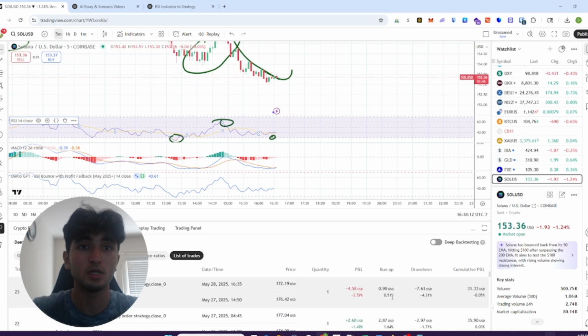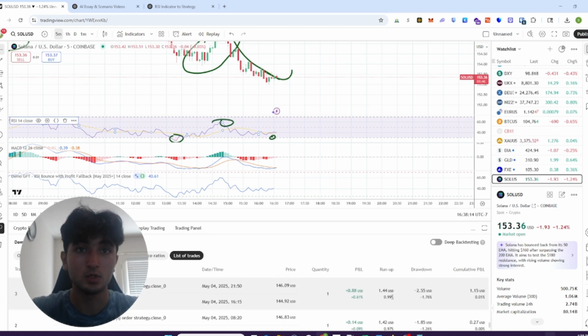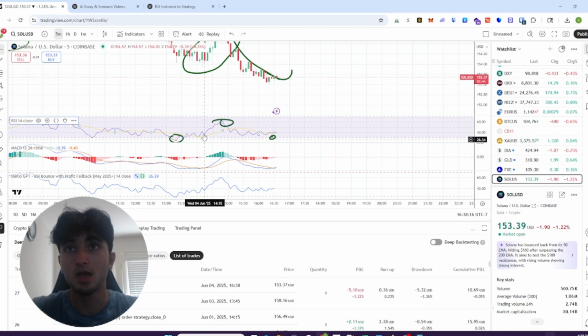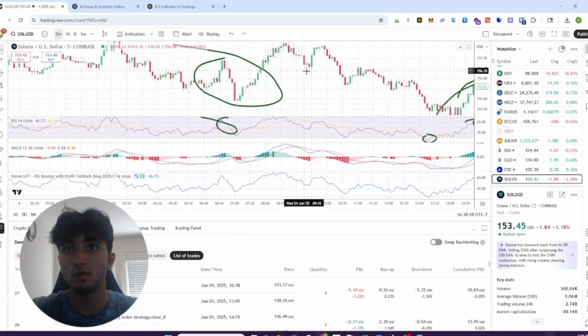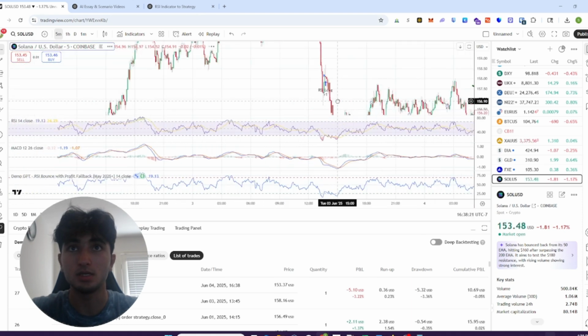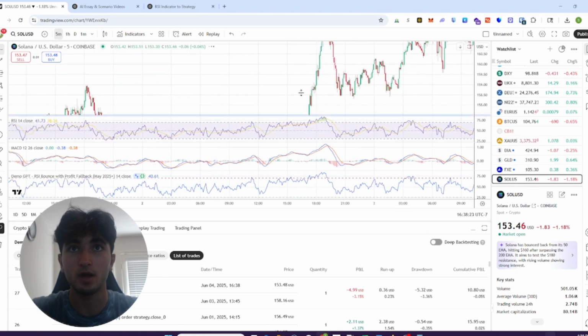So as you can see over here, this is a list of the trades, and you should really analyze this to see how it is. But the main thing that you guys can see over here is you can see the signals right on the graph.